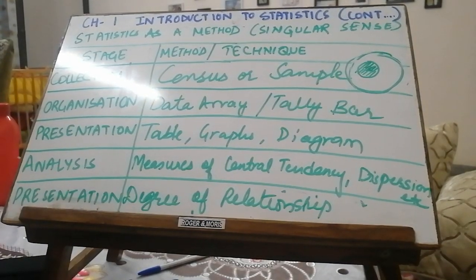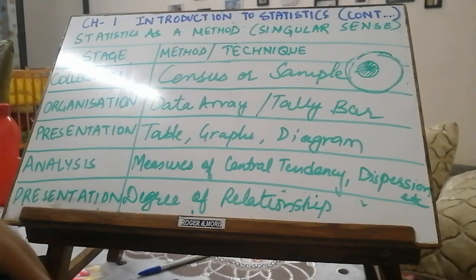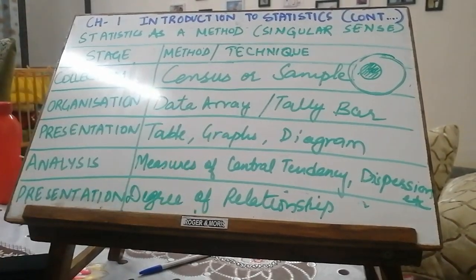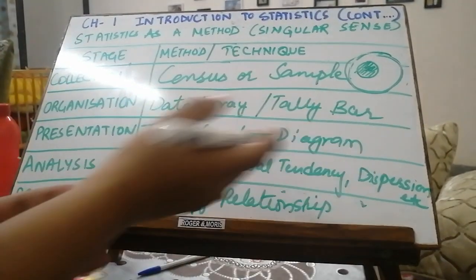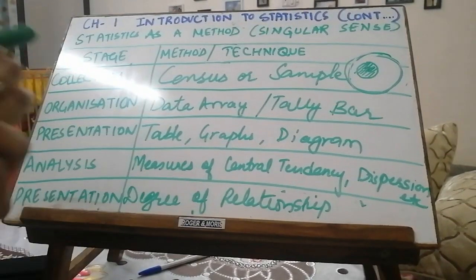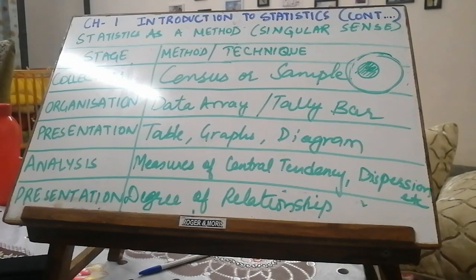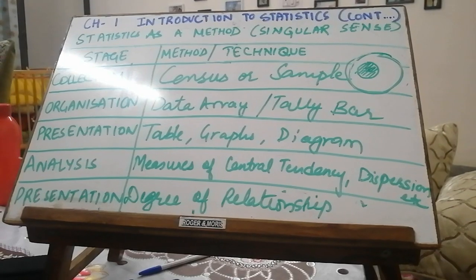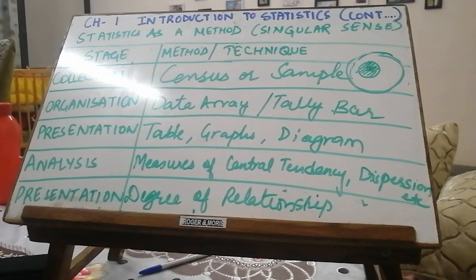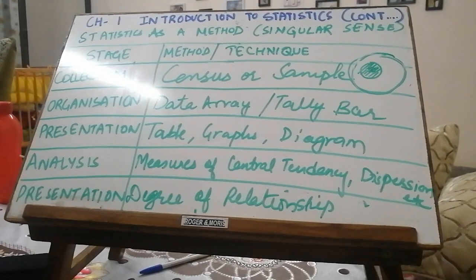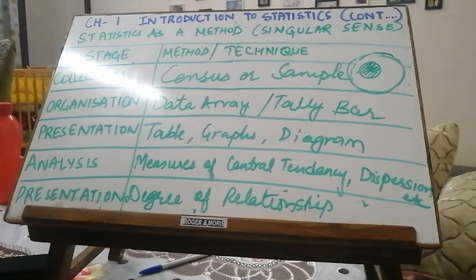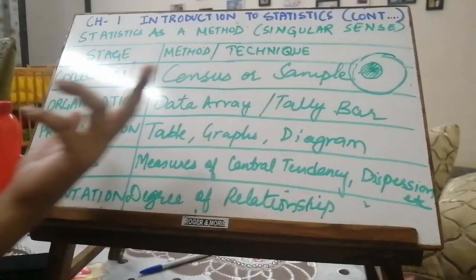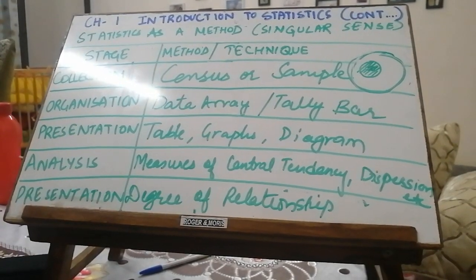Then comes the next part, which is presentation. Now I have just organized. What if I want to present the same thing? For that I will be using tables, graphs, or diagrams. Like I told you, pie diagram, it could be a bar graph, or it could be any table. It could be a multiple bar diagram, a percentage bar diagram, a histogram, a polygon. So these are the methods through which I can present. It depends on the kind of data that I have, and I will be able to choose which method is suitable to present the same data.